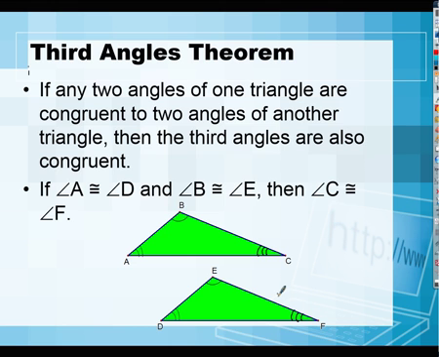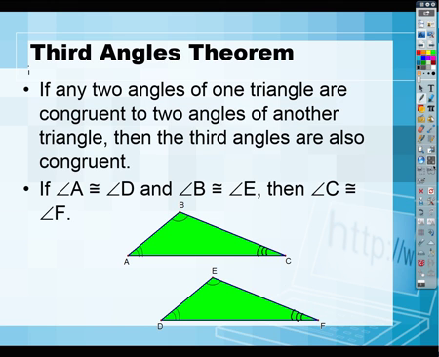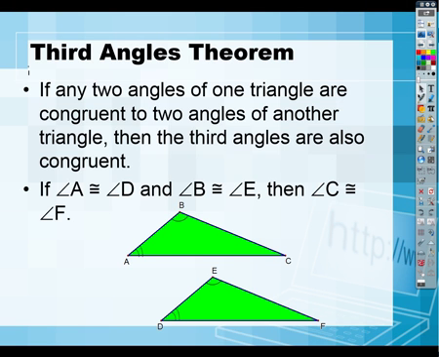If we know that two angles in one triangle are congruent to two angles in another triangle, we get the third for free, right? The third angles must be congruent. We just call that the third angles theorem. Okay, so let's use that.